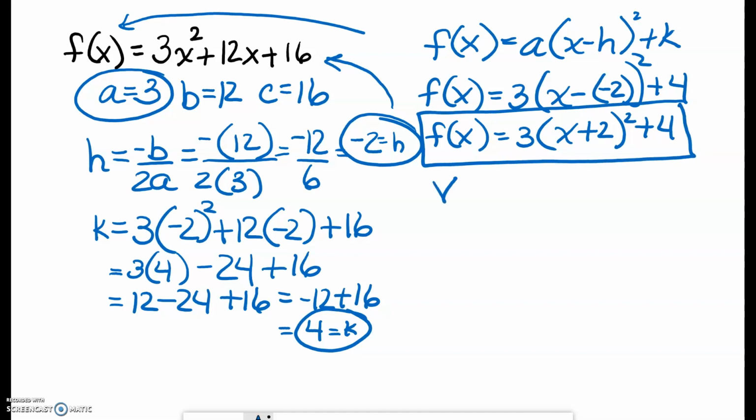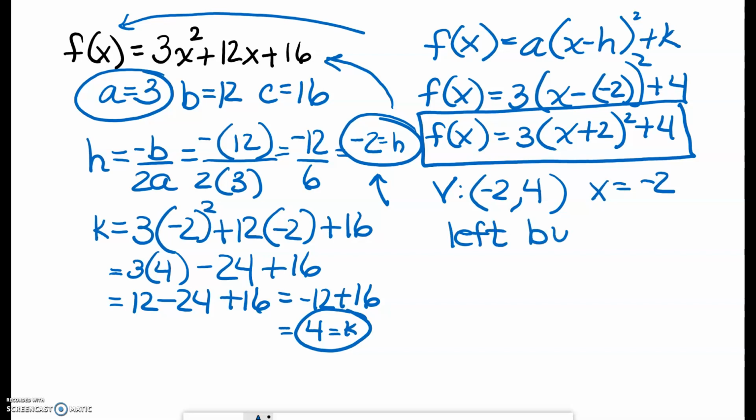So our vertex is h comma k, negative 2 comma 4. Our axis of symmetry is x equals h, so it's x equals negative 2. H is negative, so instead of going right, we're going left by 2. K is positive, so we're still going up, but this time by 4.